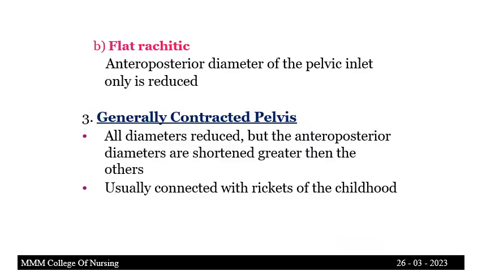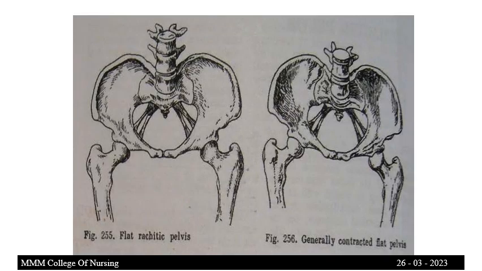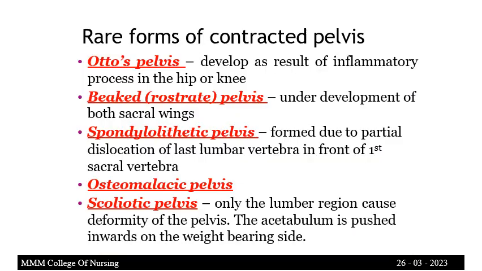Next is a flat rachitic pelvis. Anteroposterior diameter of the pelvic inlet only is reduced. The third one is the generally contracted pelvis. All diameters are reduced, but the anteroposterior diameter is shortened greater than the others, usually connected with the rickets of the childhood. So as you see in the picture, this is the flat rachitic pelvis and generally contracted flat pelvis.